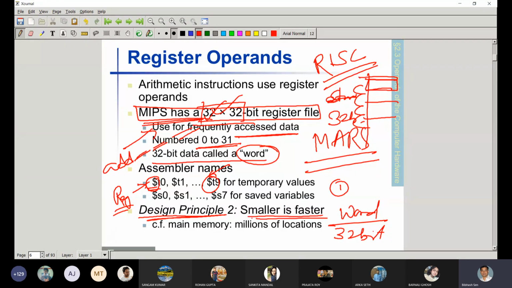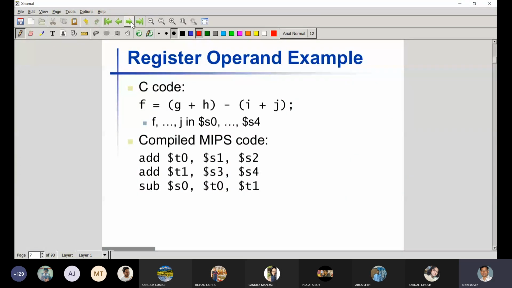Our main target is the main memory, which has millions of locations. It does not mean that all the locations will be accessed simultaneously. So register utilization is a very important part. The instruction set should use all the registers properly, and if you go for accessing the main memory, you should try to use as few load and store instructions as possible.